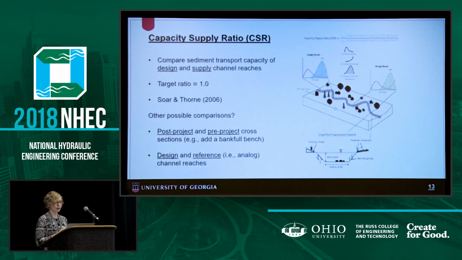So this capacity supply ratio, this is the channel section comparison. And what you are comparing is the sediment transport capacity of your design reach and your supply reach. So you have a sediment transport equation, which might not be that great all on its own, but if you do it for your design reach and your supply reach and you compare them, now that's useful. So they're both off by orders of magnitude, but relatively, we're actually really close in the ballpark. So when you are designing a bridge or a culvert, you would like to have a target ratio close to 1, meaning that your design reach has the capacity to transport the amount of sediment coming to you.